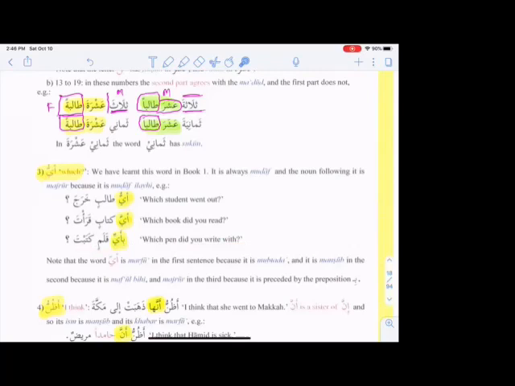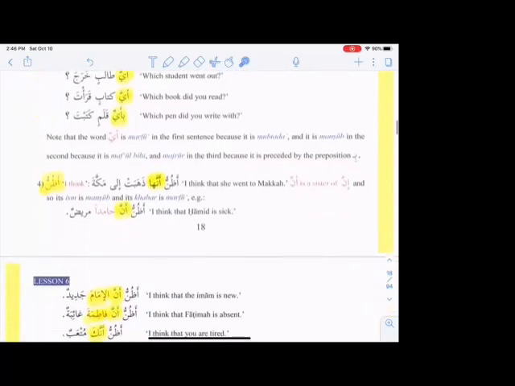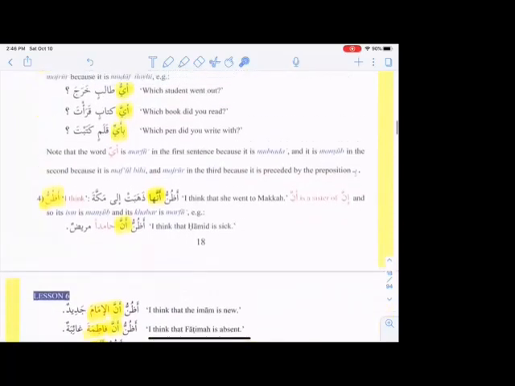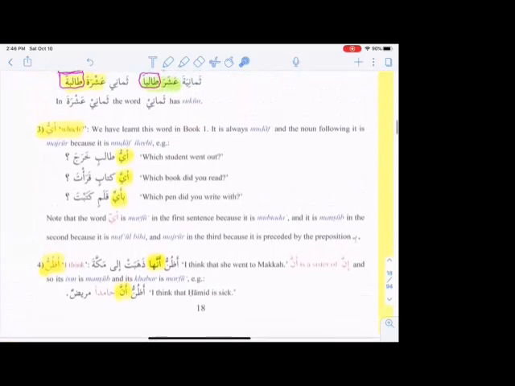Fine. Note that the word ayyu is marfu in the first because it is mubtada. See, here it is mubtada. And it is mansub in the second because it is mudaf ilayhi. And majroor in the third because it is preceded by a preposition bi. Simple to follow, inshallah. Now we come to azunnu. This is a very important verb. We'll be learning a lot about that.